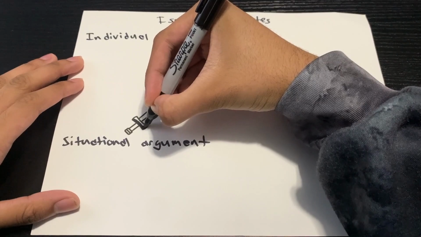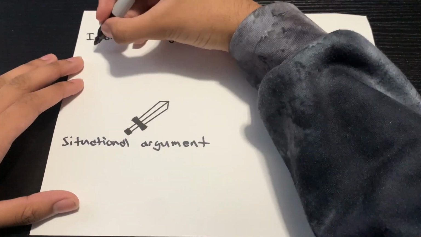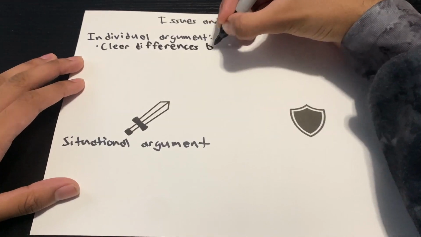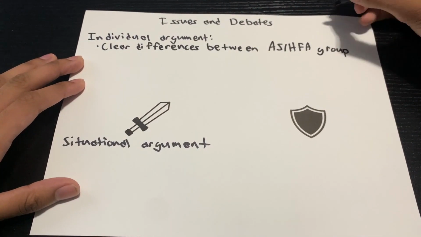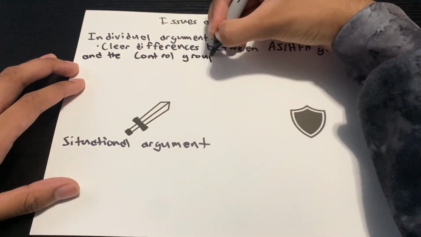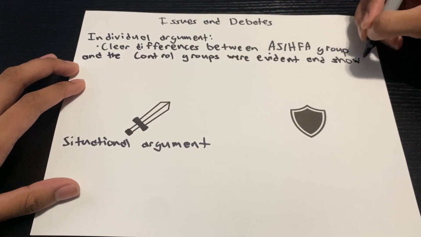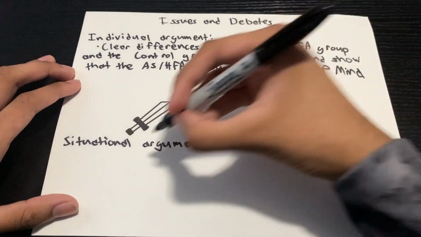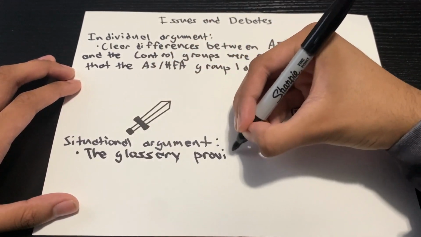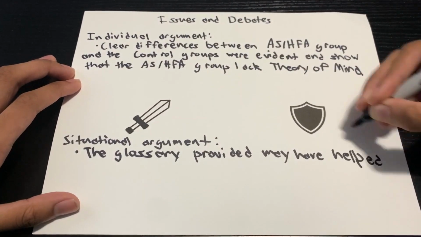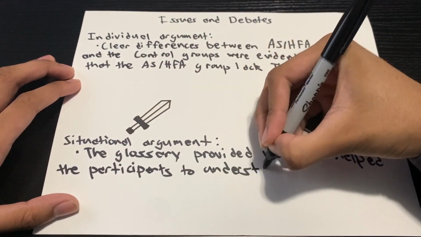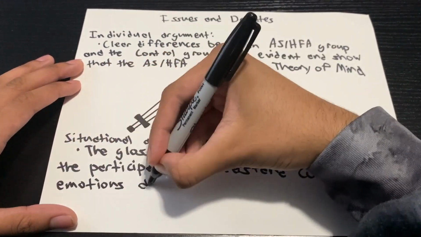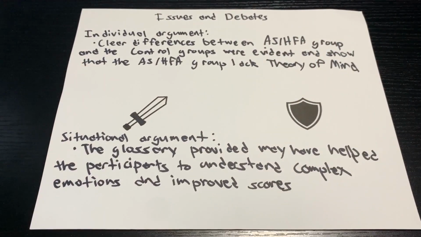The book noted that for issues and debates, this study doesn't exactly add to nature versus nurture. However, this study does add to the individual versus situational debate, since on the individual side, there were clear differences between the AS/HFA group and the control group, which were evident and show that the AS/HFA group lacked theory of mind. While on the situational side, the glossary provided may have helped the participants to understand complex emotions and improved scores. Baron Cohen definitely leans towards the individual side of this argument, as there were clear differences between these participants.